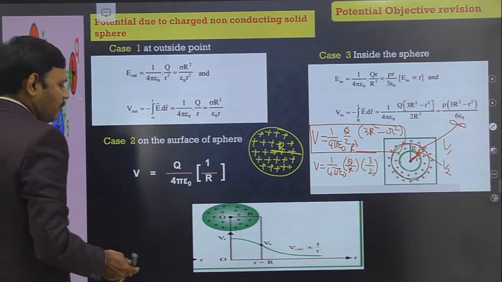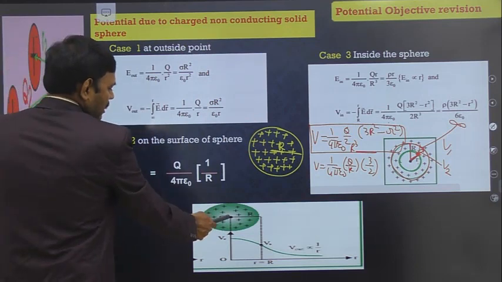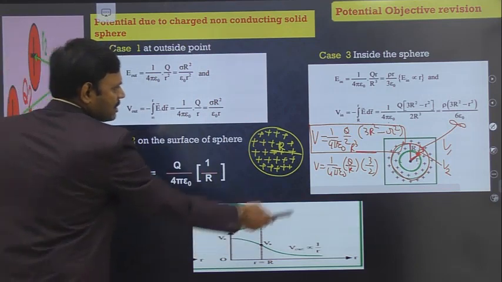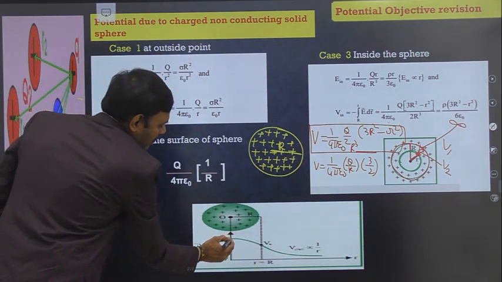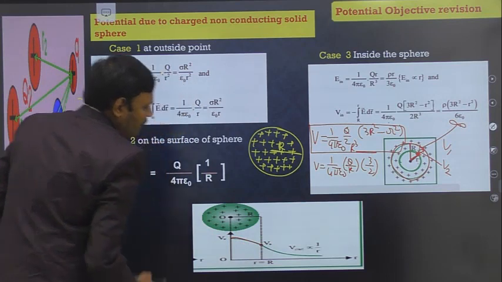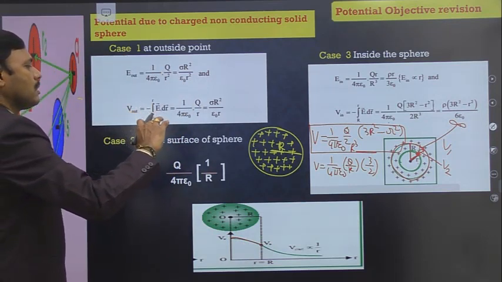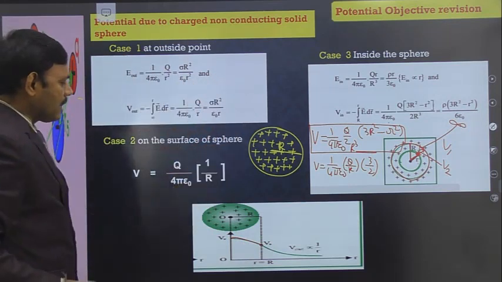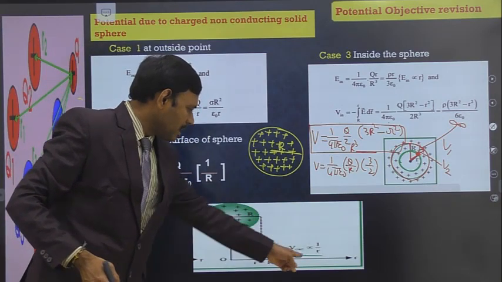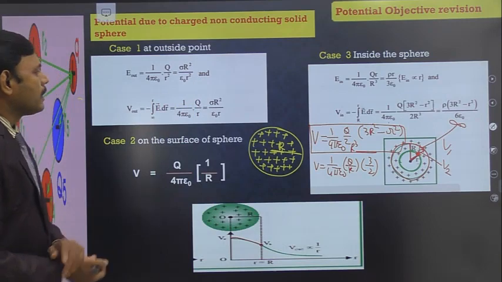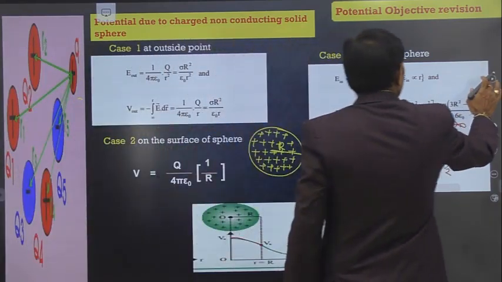When you plot the graph from the center to the surface, this is the expression. It goes on decreasing, hence this is the shape. And from the surface to beyond the surface, it is inversely proportional to r, hence it is similar to a rectangular hyperbola. And this is about the potential.